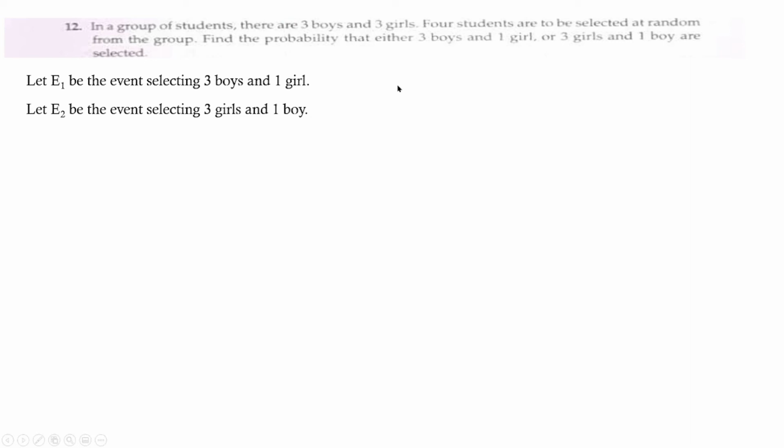So here the total number of outcomes N of S is selecting 4 students from 6 students. So it is 6C4. So probability of E1, that is selecting 3 boys and 1 girl: 3 boys can be selected from 3 boys in 3C3 ways and 1 girl can be selected from 3 girls in 3C1 ways, upon 6C4.